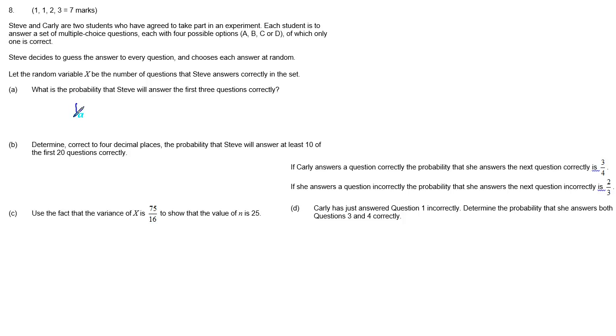So the chance of him answering any question correctly is a quarter. So for the first 3 it's just going to be a quarter times a quarter times a quarter. So that's 1/64. Well, you might have given this as a decimal.